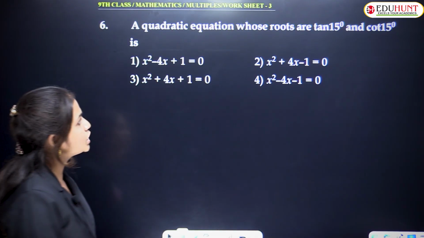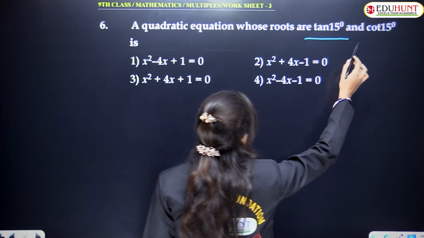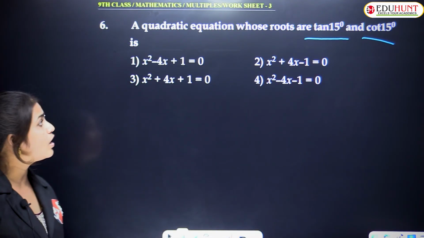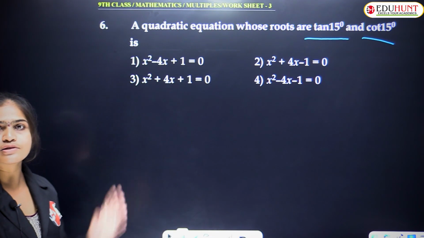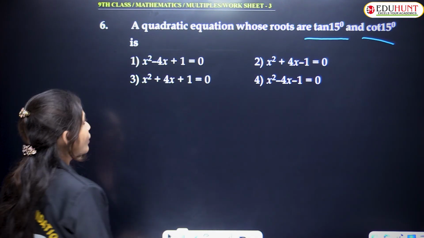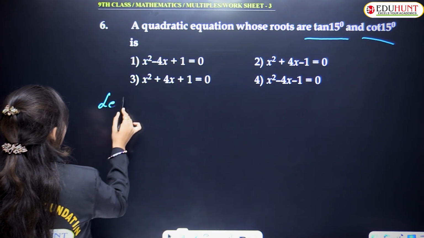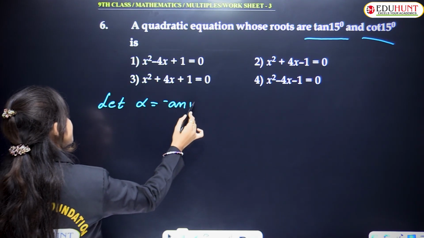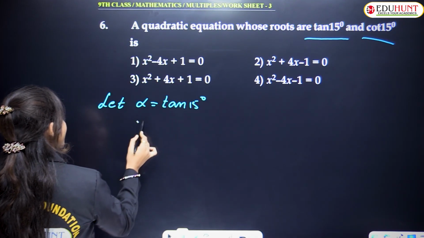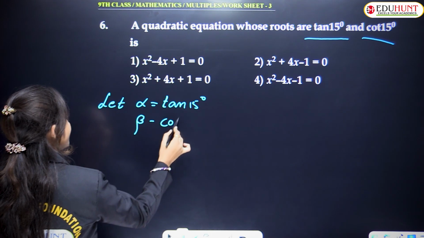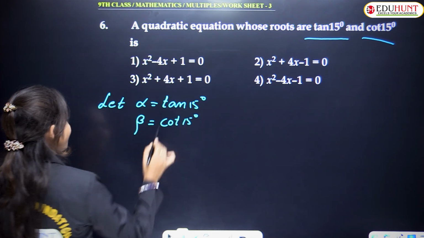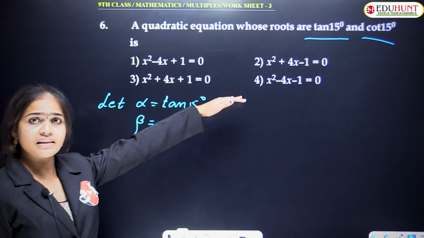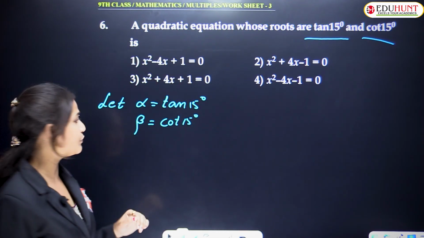A quadratic equation whose roots are tan 15 degrees and cot 15 degrees. This is also just like the previous one. So here also, let alpha be equal to tan 15 degrees and beta be equal to cot 15 degrees. Alpha and beta are the roots of the quadratic equation, so here also by using the roots we have to find the quadratic equation.